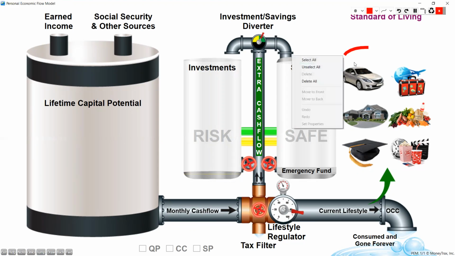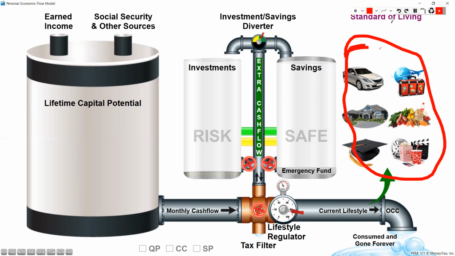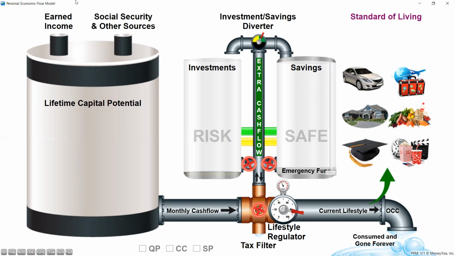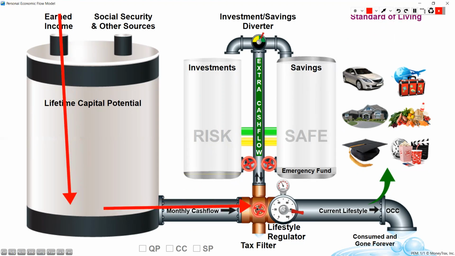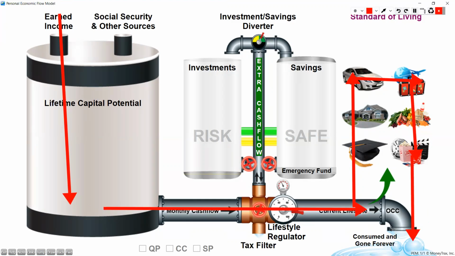And this is our current lifestyle expenses right here. The majority of money we get is consumed by this standard of living, this current lifestyle. The majority of our money, our cash flow, a lot of people that I meet and how I used to live: I get money coming in, it comes right here, it goes to my vehicle, it goes to my entertainment, goes to my home, goes to my food, and it's consumed and gone forever.